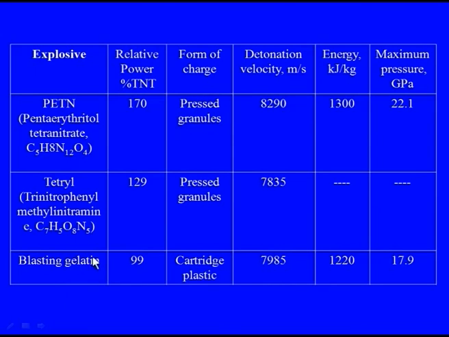Another very common explosive used is blasting gelatin. This is almost equivalent to the TNT power, 99 percent of TNT. It can be obtained in plastic cartridge form, and the detonation velocity is close to 8000 meters per second, 7985 to be precise. The energy obtainable is also very high, that is 1220 kilojoules per kg, and the maximum pressure can go up to almost 18 GPa.